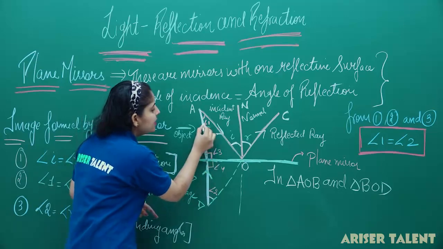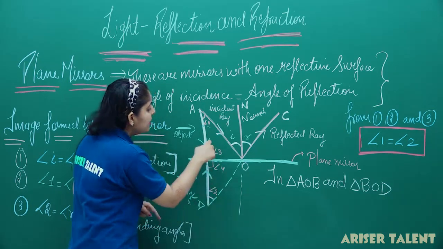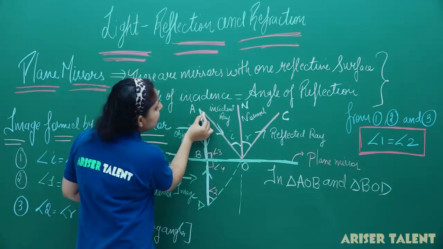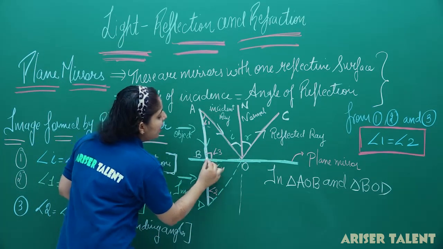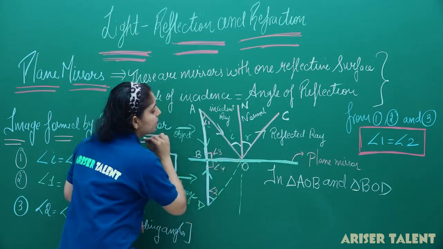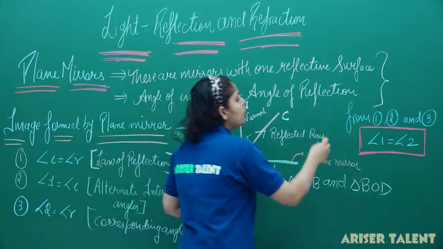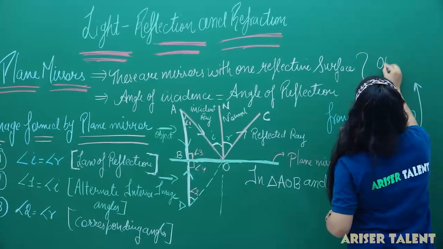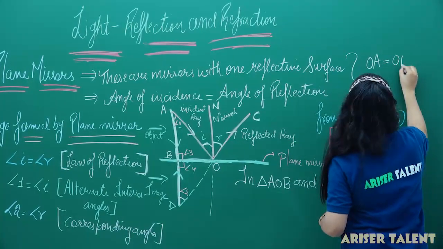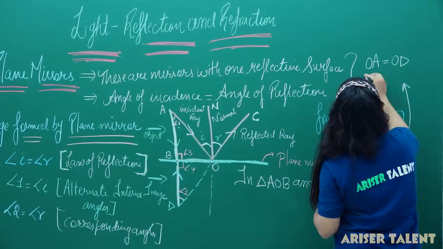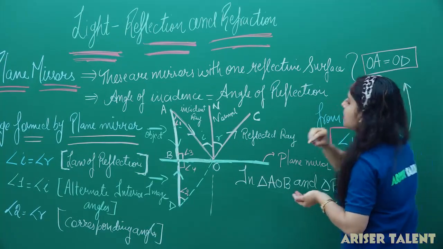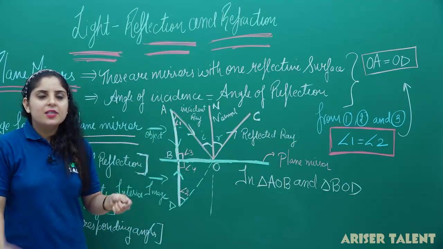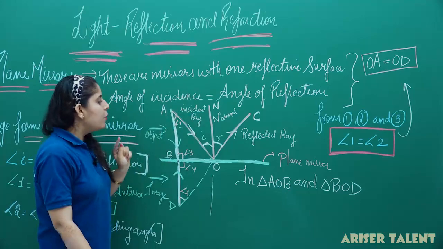So this is angle 1 equal to angle 2. This is angle 3 equal to angle 4, because these are the right angles we have. And this AO is equal to OD, and this side is common between them. So we can also write one point here, that OA will be equal to OD, and the reason is that the sides opposite to equal angles of a triangle are equal. So this is the thing we have derived from here.